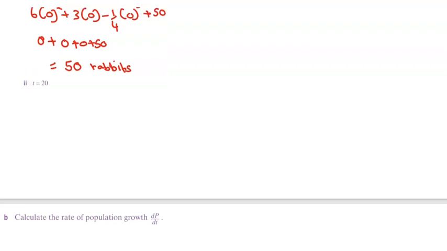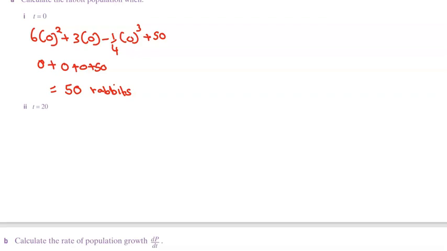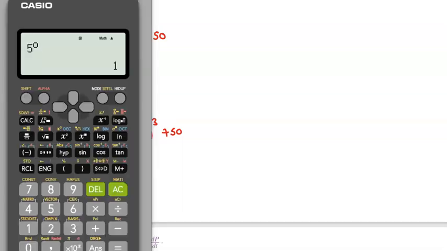You might need even your calculator here if need be, because where there is T, we put 20. So we had 6T squared. So we are going to do 6 into 20 squared plus 3 into 20 minus a quarter into 20 cubed plus 50. So we solve them one by one. 20 squared is 400. 20 squared simply means 20 times 20. That's what 20 squared means. You can also press it on your calculator just by putting 20 squared, which is 400.